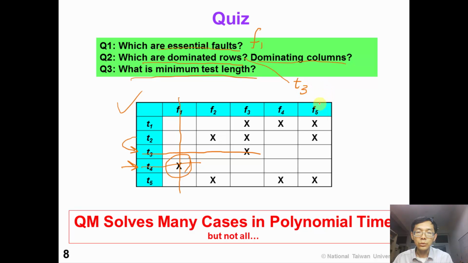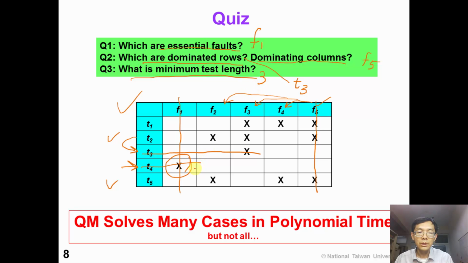And F5 dominates F4. It also dominates F3 and F2. So we can remove the dominating column F5. Now we can select pattern T5 and T2. So the minimum test length is 3.